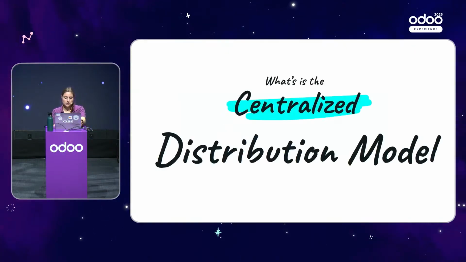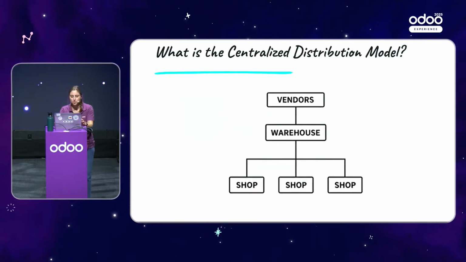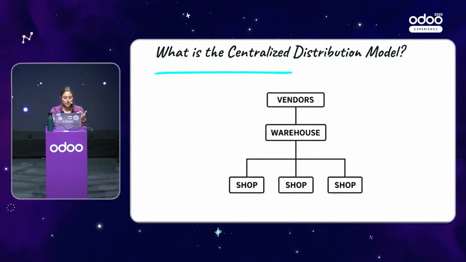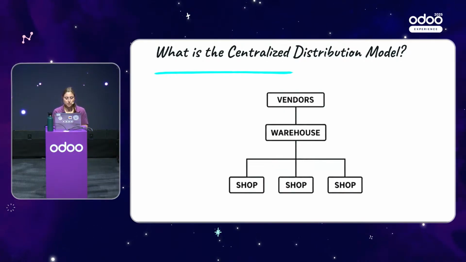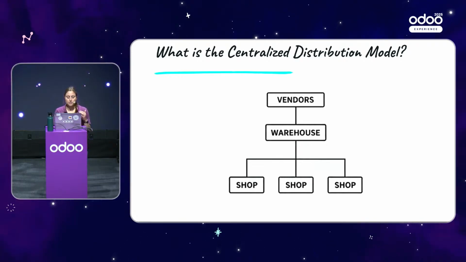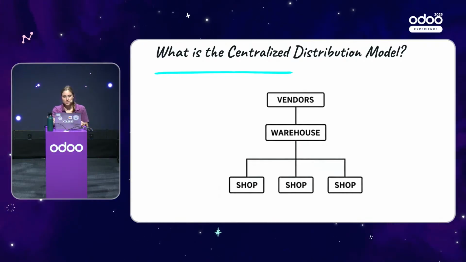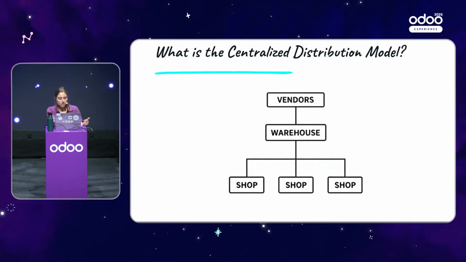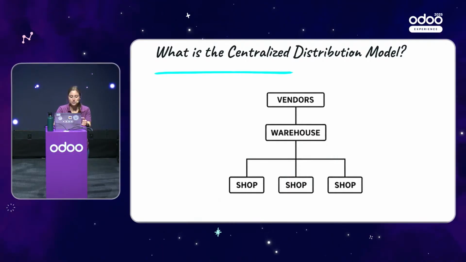So what is the centralized distribution model? Basically, it's a model where the vendors are going to resupply a central warehouse, also called a distribution center. The central warehouse holds a bulk inventory and basically replenishes the different shops. So understanding this model is interesting for retailers because it affects how companies reduce costs, maintain inventory control, and also ensure timely delivery to customers.